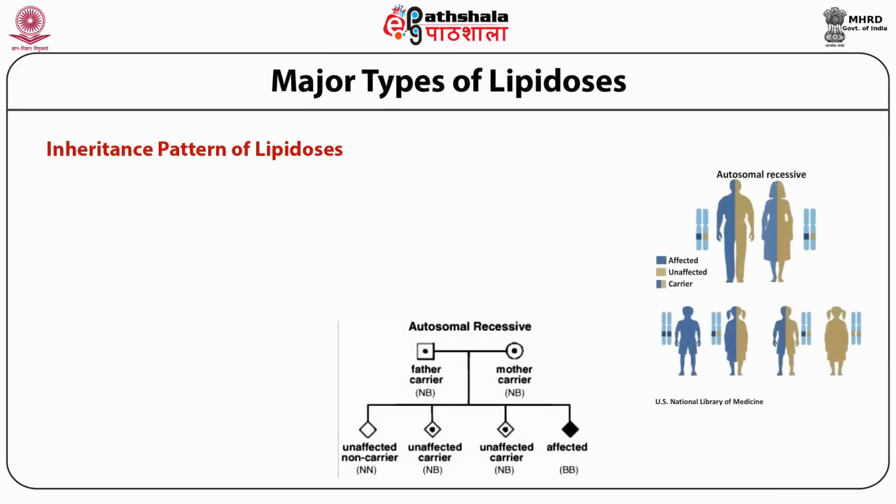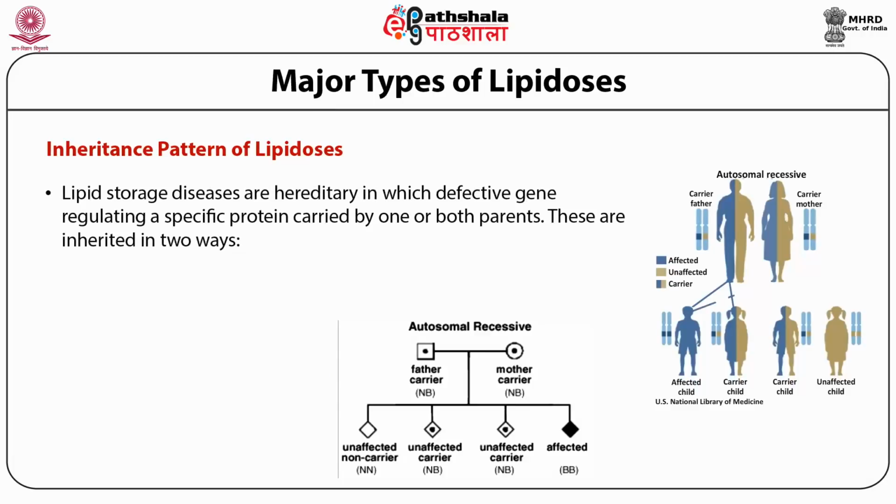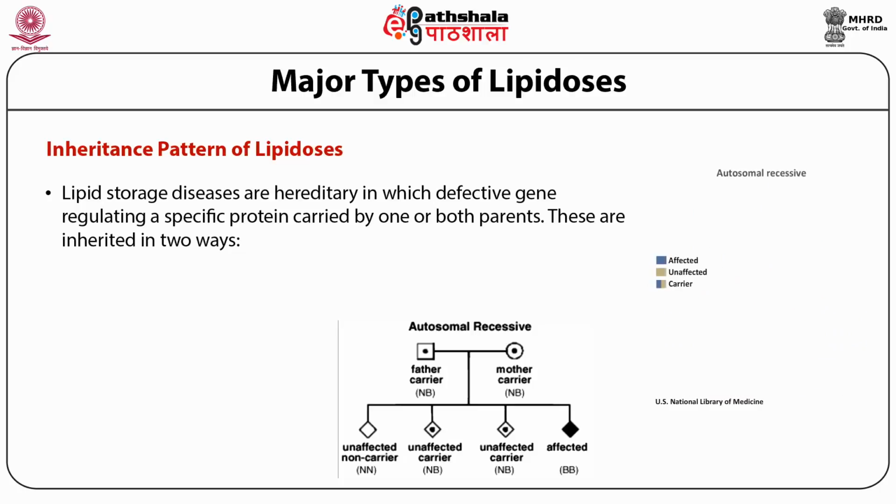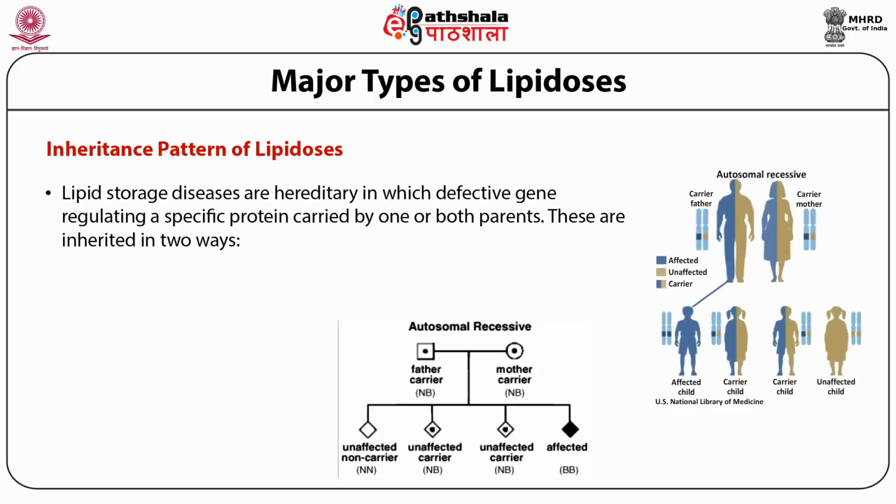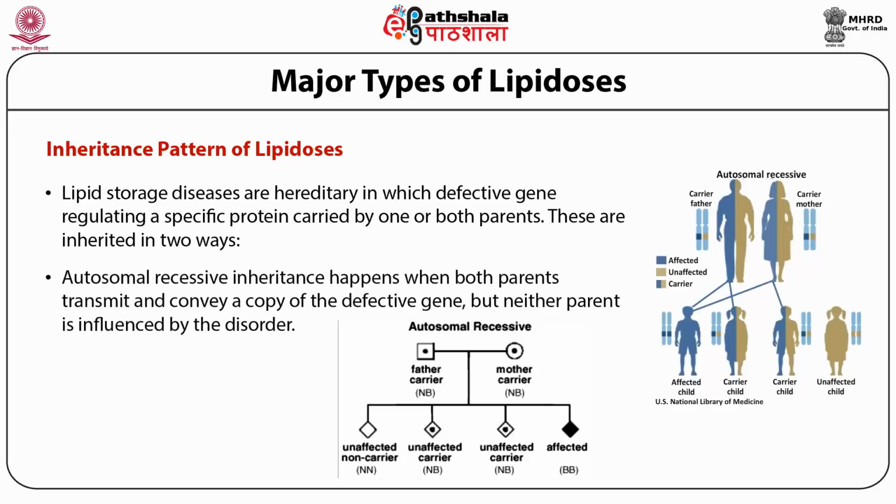The inheritance pattern of lipidosis. The lipid storage diseases are hereditary, in which a defective gene regulating a specific protein is carried by one or both parents, and these are inherited in two ways. The autosomal recessive inheritance happens when both parents transmit and convey a copy of the defective gene, but neither parent is influenced by the disorder. Only 25% of the children can be affected by an autosomal recessive inheritance.